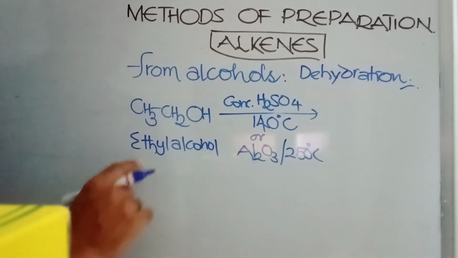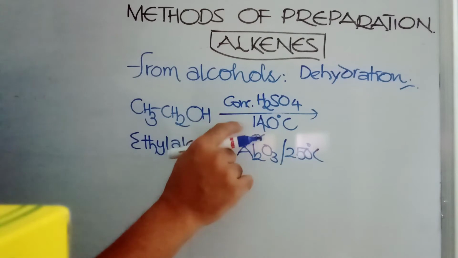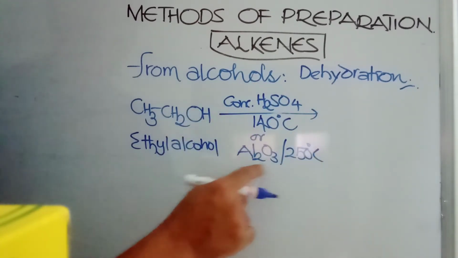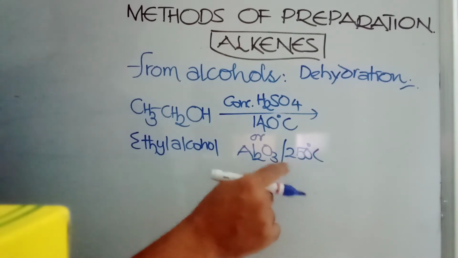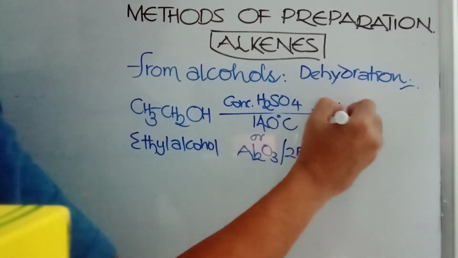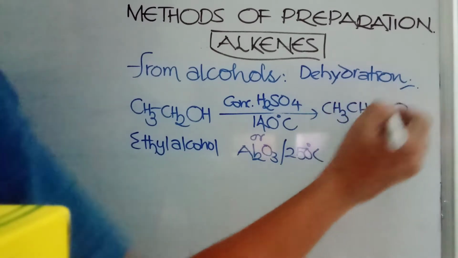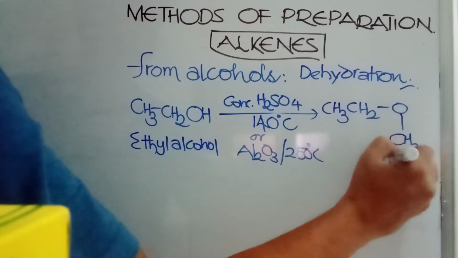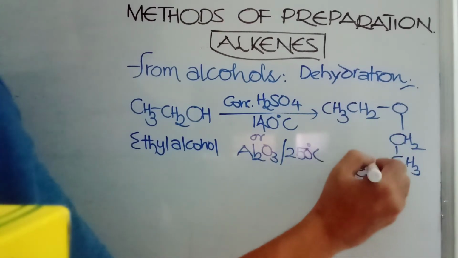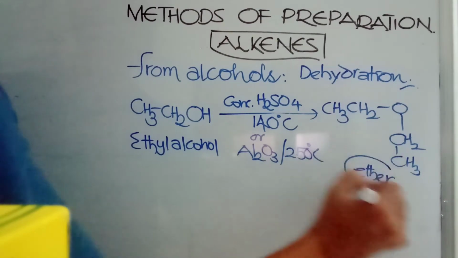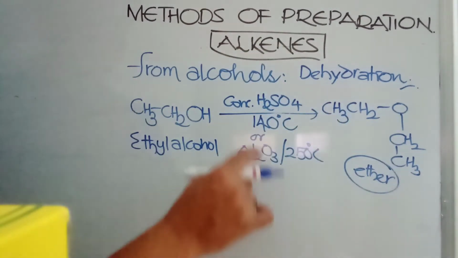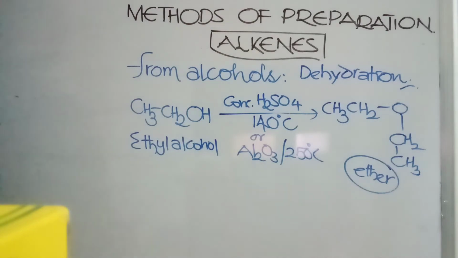Ethyl alcohol with concentrated sulfuric acid at 140 degrees Celsius, earlier it was 170, now it is 140, or Al2O3 at 250 degrees Celsius, will give you CH3CH2OCH2CH3. So you can say this is an ether. Diethyl ether is formed at 140 degrees Celsius with concentrated sulfuric acid, or with Al2O3 at 250 degrees Celsius. Ethers are the major products.